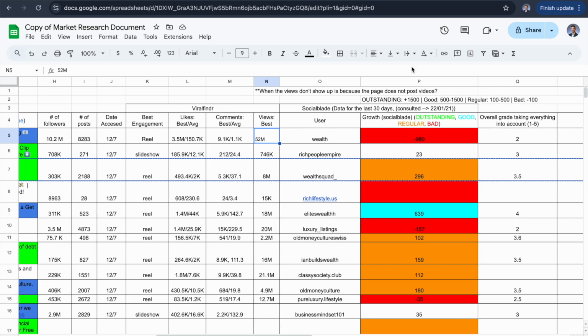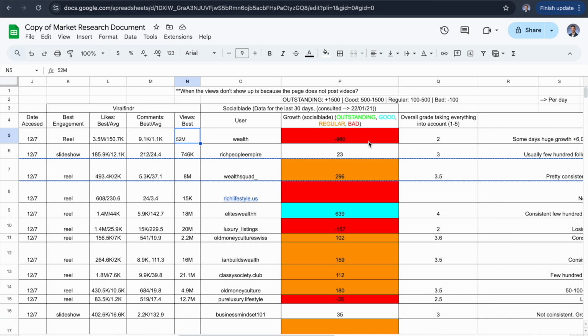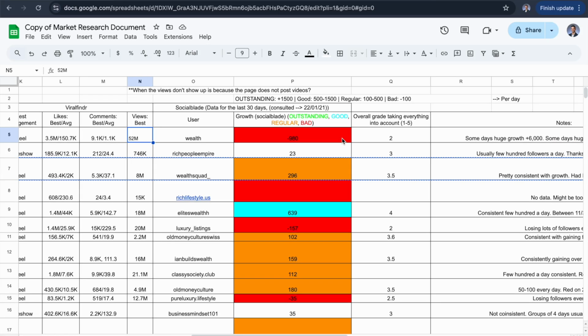Then this is the Social Blade data. So this is, again, the username. This is their growth, just their daily growth. So on average, they're losing 980 followers a day. That's really not good. That might be something that we should look into, see what the problem is there.